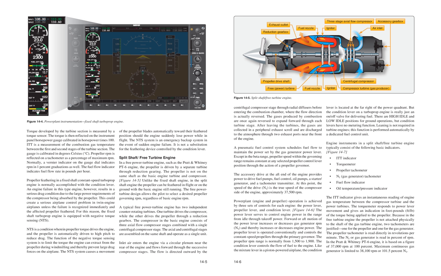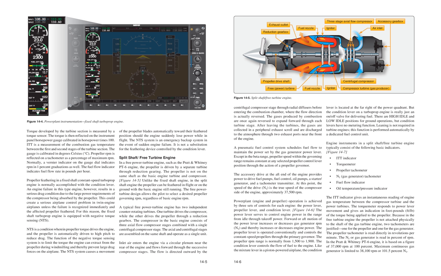Inlet air enters the engine via a circular plenum near the rear of the engine and flows forward through the successive compressor stages. The flow is directed outward by the centrifugal compressor stage. Figure 14-5: exhaust outlet, reduction gearbox, three-stage axial flow compressor, accessory gearbox, fuel nozzle, igniter, air inlet, propeller drive shaft, centrifugal compressor, free power turbine, compressor turbine, gas producer. Split shaft/free turbine engine.